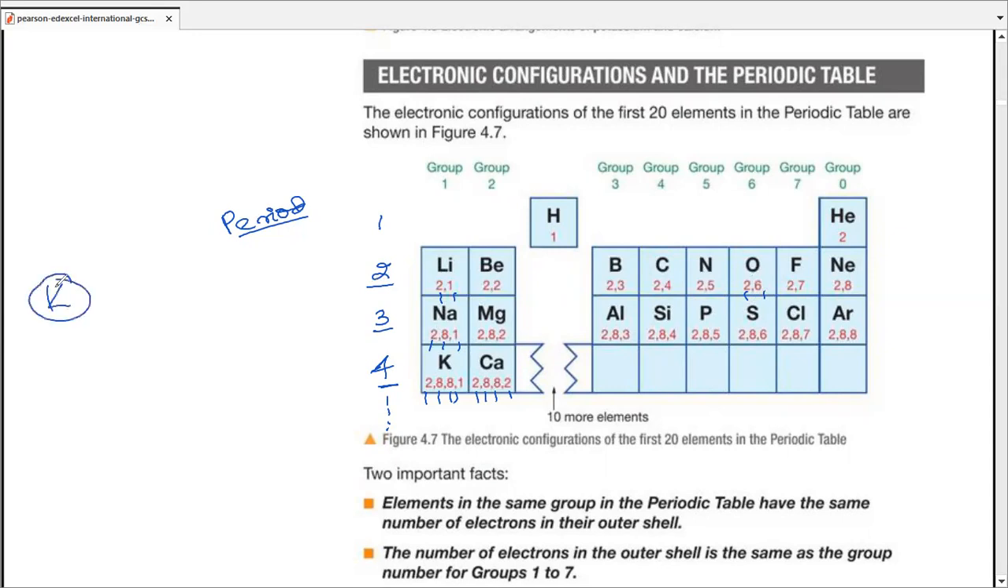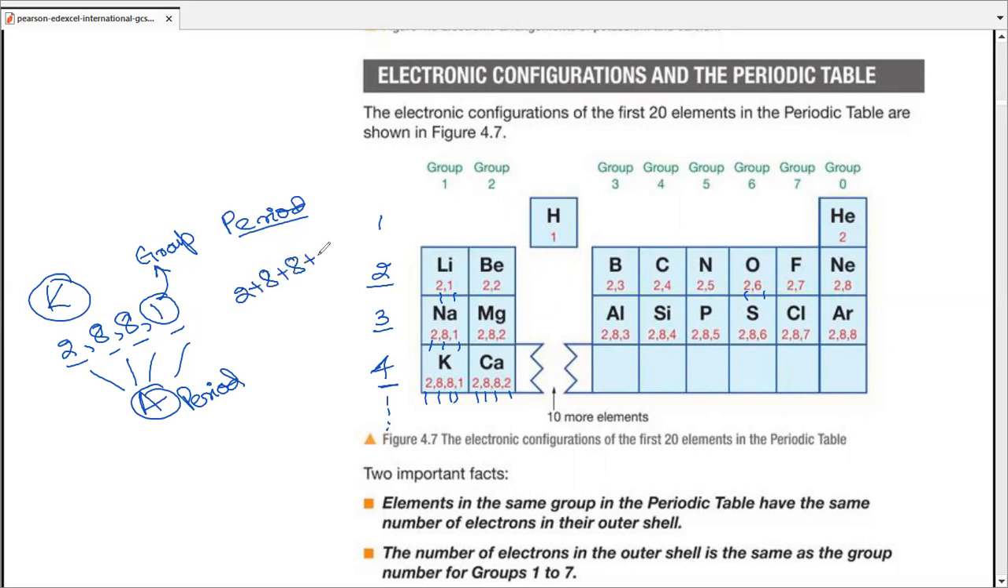So if we are talking about potassium and the electronic configuration is 2881, this last number would tell you the group number, right? And there are 4 numbers over here, so they tell you that it's present in the 4th period. But that's not all about how electronic configuration and periodic table are related. Let me give you one quick tip. If you add these numbers, 2 plus 8 plus 8 plus 1, which is equal to 19, which is actually the proton number Z of K, potassium.